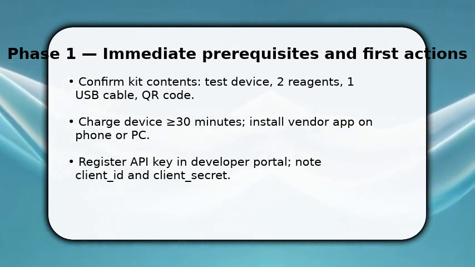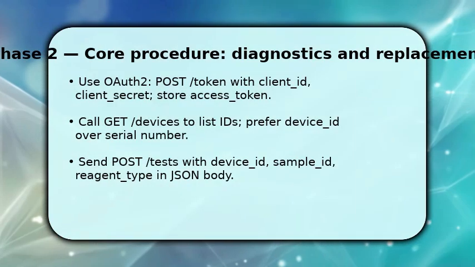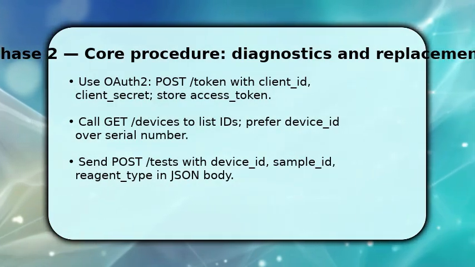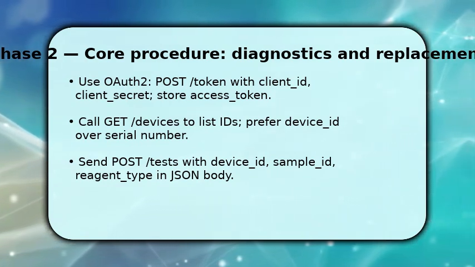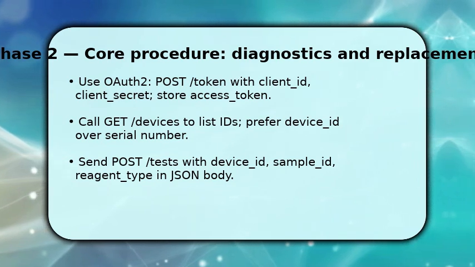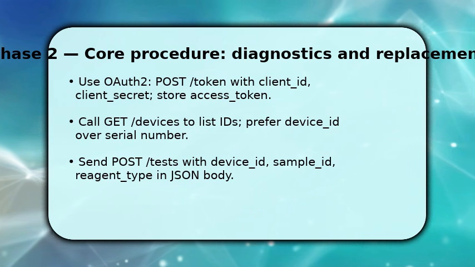You authenticate with OAuth 2. Post to the /token endpoint using client ID and client secret, then securely store the access token with its expiry. Once authenticated, call get/devices to retrieve device ID values. Use these IDs when referencing hardware, because they remain stable.